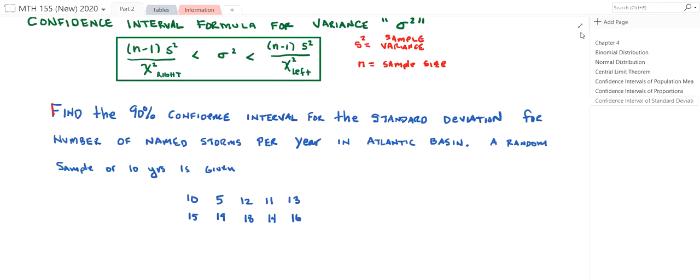Okay, I've added the problem statement. And the problem is find the 90% confidence interval for the standard deviation for the number of named storms per year in the Atlantic Basin. And I'm given a random sample over 10 years. So number of storms per year over 10 years. So the first thing we want to do, we take a peek at this. One of the first things we can do is calculate our variance here. So use an app to do that or calculate by hand, but come up with a value for the variance. And the variance I get is approximately 16.9.